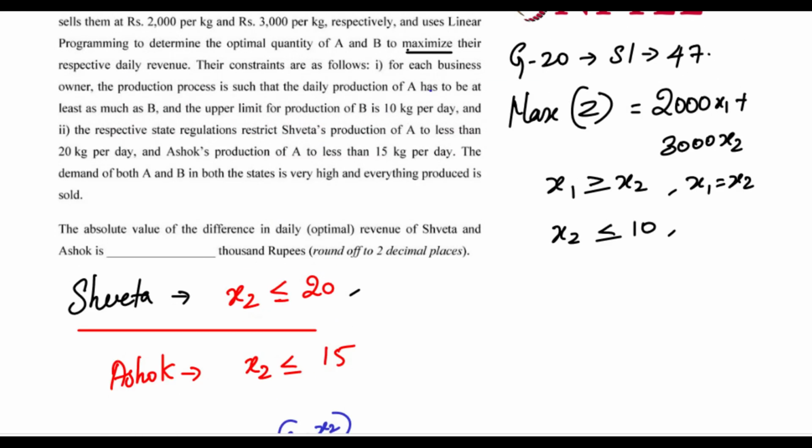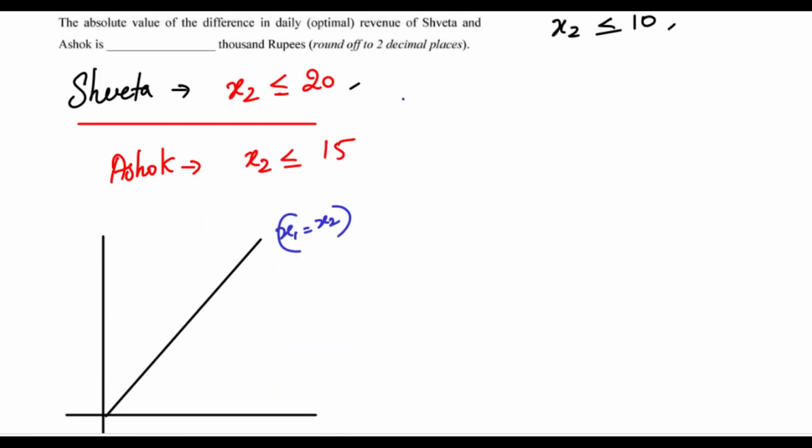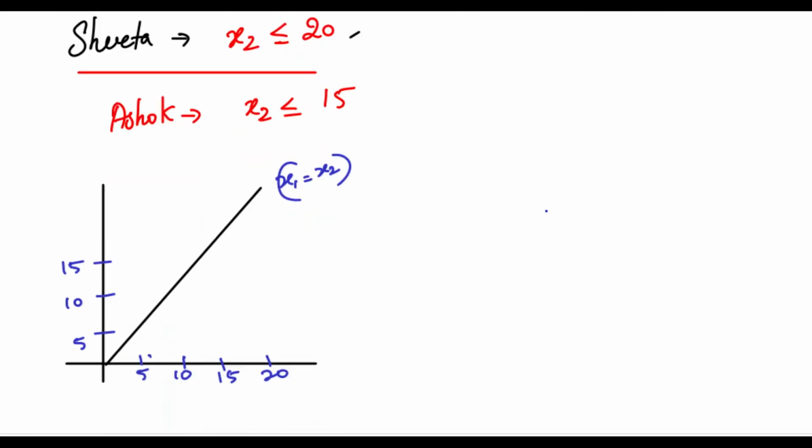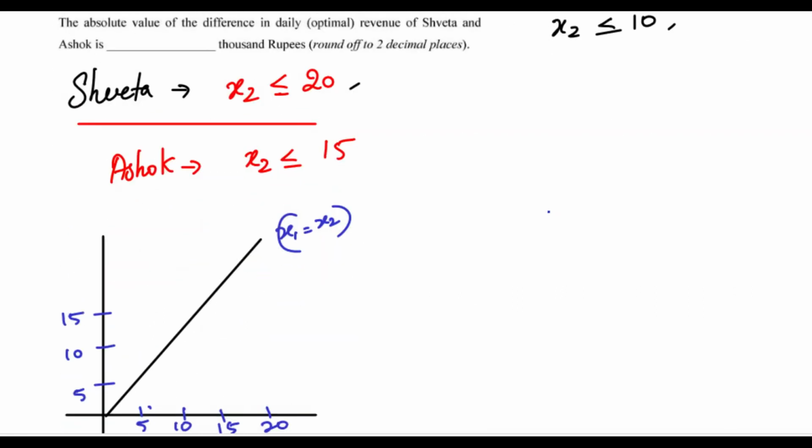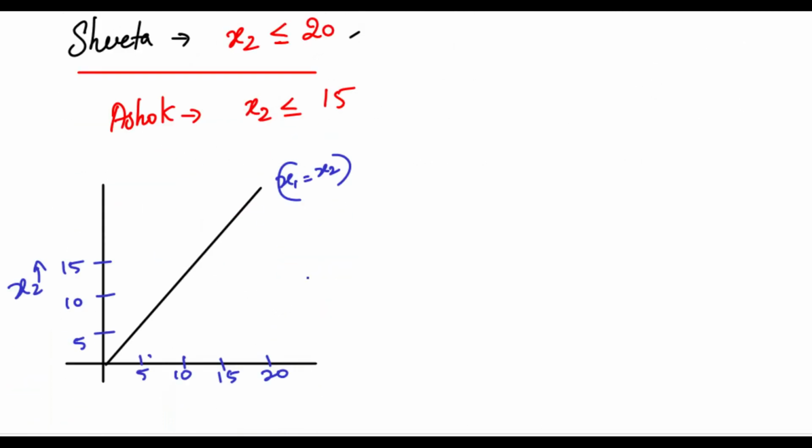Next is x2 less than or equal to 10. So let's mark it. This is 5, this is 10, this is 15. Likewise, let's assume 5, 10, 15, 20. So this is x2 less than or equal to 10. Let's take this as x1, or whatever it is, it doesn't matter. So x2 is going to be 10.